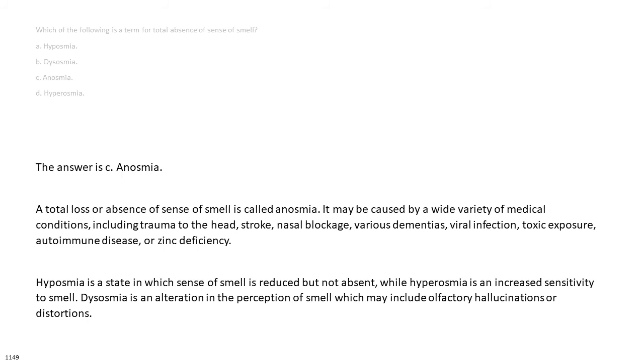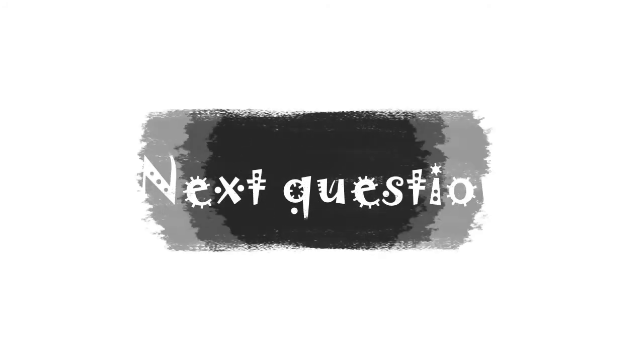Hyposmia is a state in which sense of smell is reduced but not absent, while hyprosmia is an increased sensitivity to smell. Dysosmia is an alteration in the perception of smell which may include olfactory hallucinations or distortions.